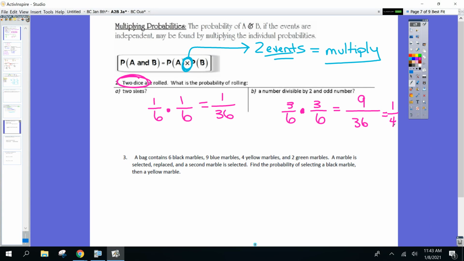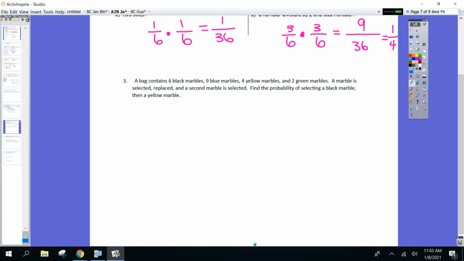All right, let's get away from the dice now. Let's go to bags of marbles. You guys can read how many there are. The next part is key. Please, please, I'm begging you in this unit, read carefully. A marble is selected, replaced, so I put it back in. And a second one is selected. 2 marbles I'm going to pick. Definitely got to multiply.